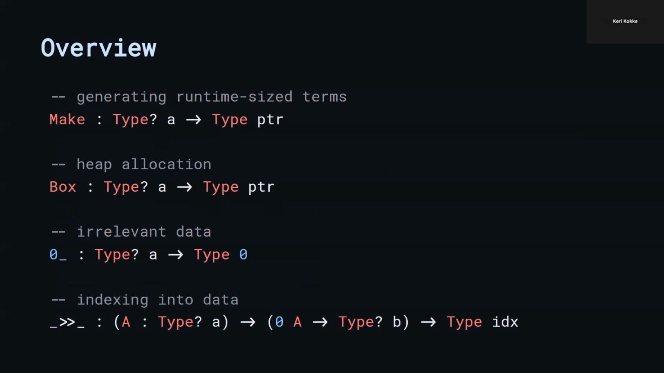Okay, so this is the overview of all of the new type formers that we have on top of the basic ones of type theory. We can make runtime size data with this. We can box any data to get it to be pointer sized. We have the irrelevance modality, and we can also index into data.